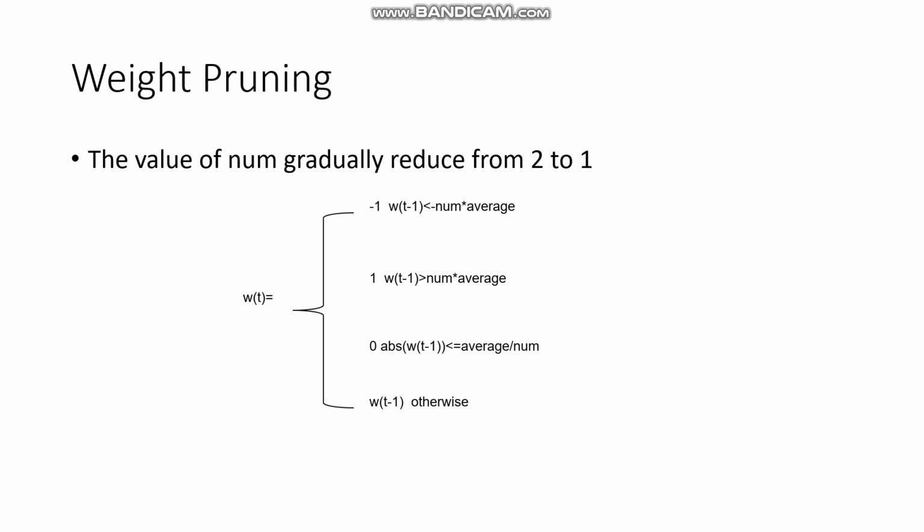Okay, the weight pruning method is very simple. We want to limit our weights to be -1, 1, and 0. First, we calculate the average absolute value of the weights in each layer. Then, according to the average values, we assign the weights and do retraining, and assign the weights and do retraining. The value gradually reduces from 2 to 1. So at last, the weights will all be -1, 0, and 1.